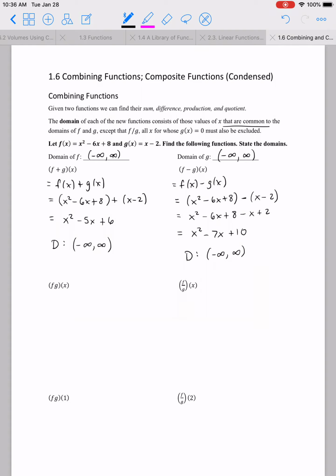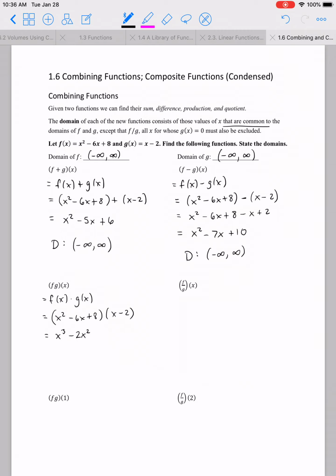All right, this one is f times g of x. So this equals f of x times g of x. And so we plug these in: x squared minus 6x plus 8 times x minus 2. At this point, you would go through and start multiplying term by term. X squared times x is x cubed. X squared times negative 2 is negative 2x squared.